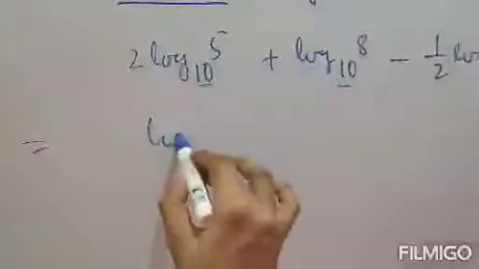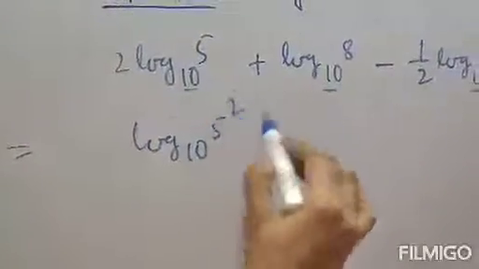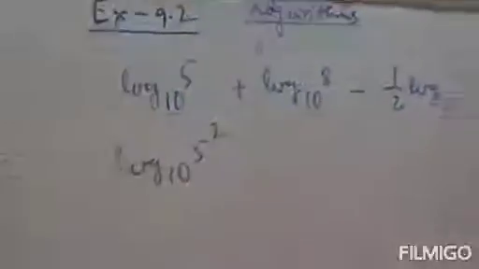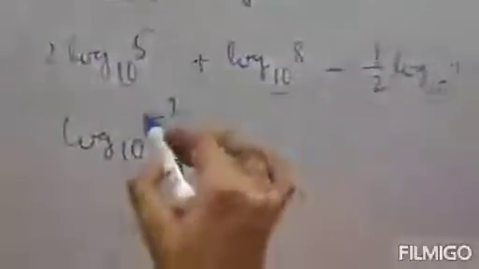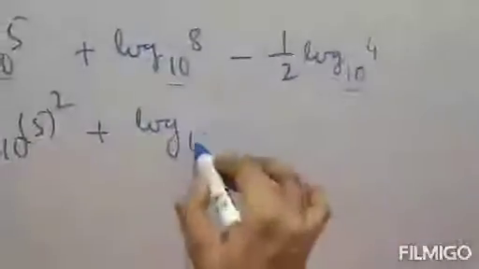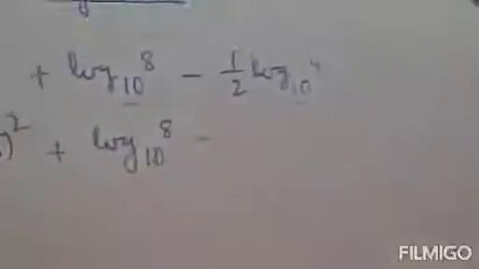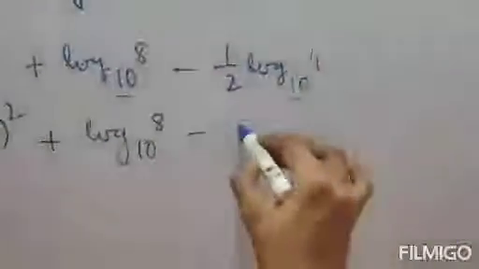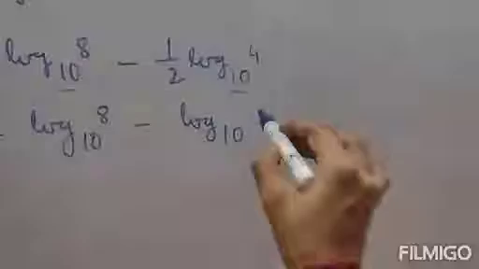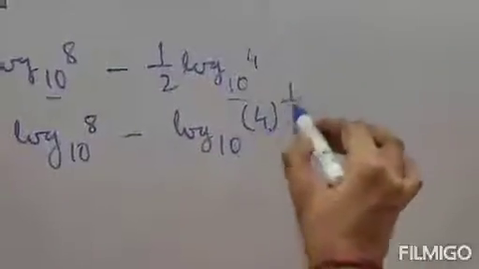That is log base 10, it is 5 to the power 2 because it is the power formula. So this term will shift to the power position. That is the power formula. Put brackets. You can write this as log base 10 of 8, minus log base 10 of 4. So also apply the power formula, so it will be 1 by 2. So 1 by 2 will go to the power position, the power formula.